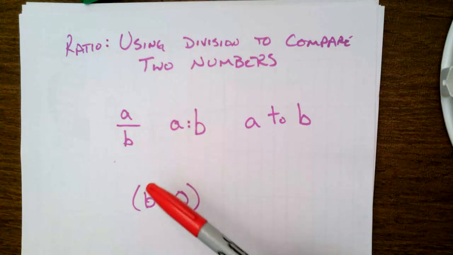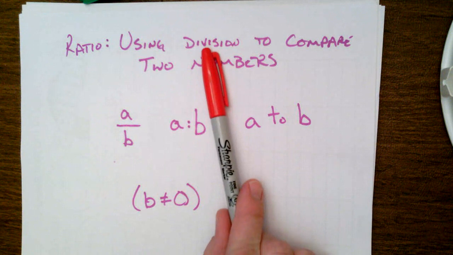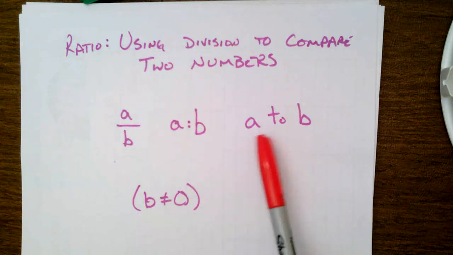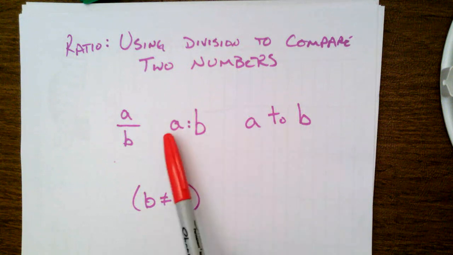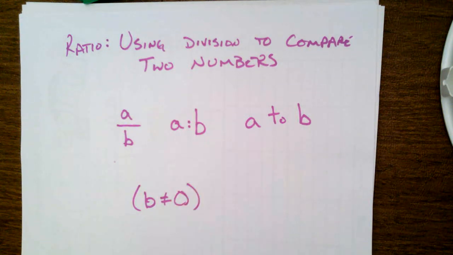There's three different ways to write a ratio. Probably the most familiar that we use looks more like a fraction. And remember that all fractions are really a division problem, and so there's that division piece coming in. We can also use a colon, or we can just use the word "to." All of these can be read as A to B, A to B, A to B.